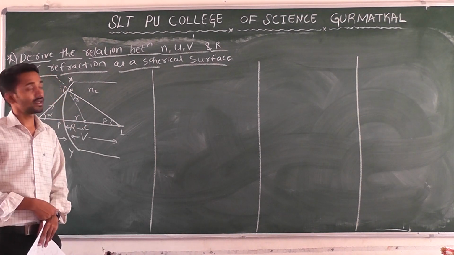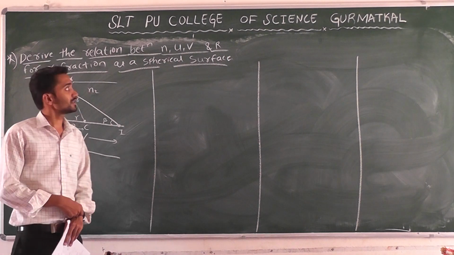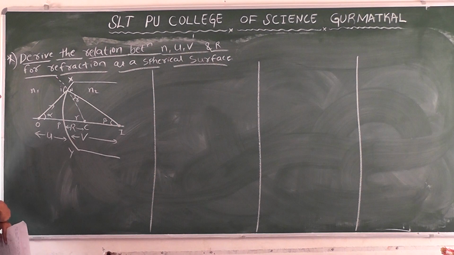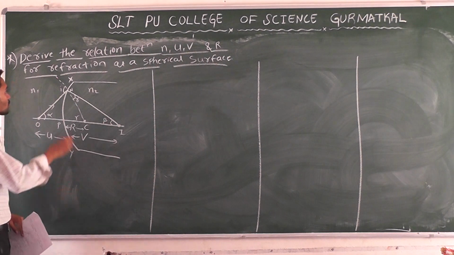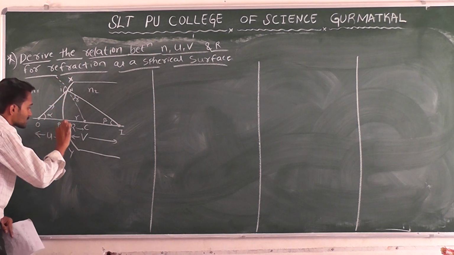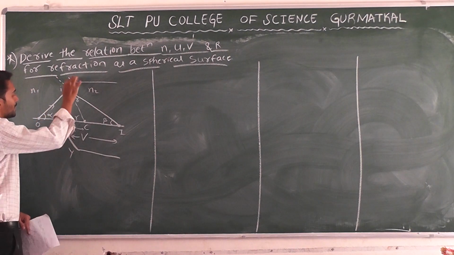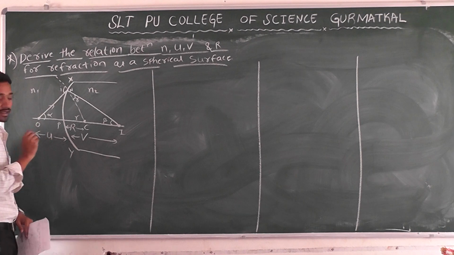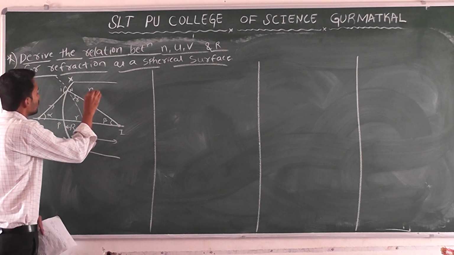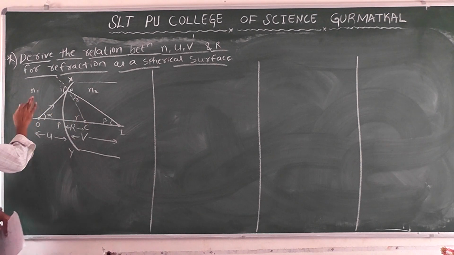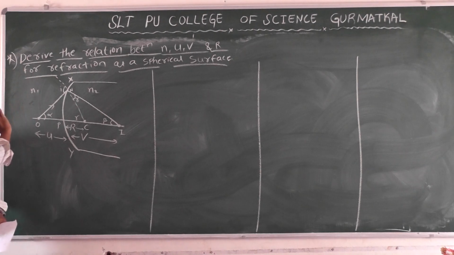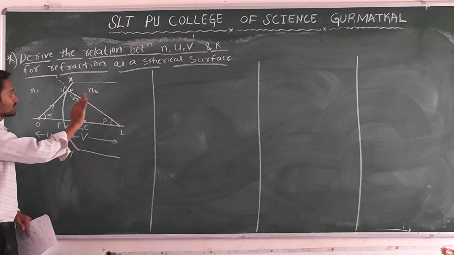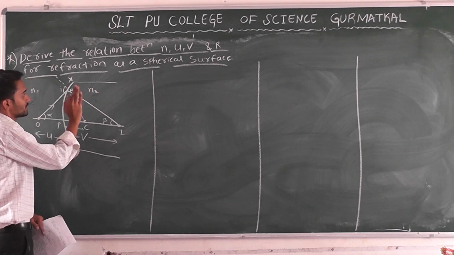We derive the relation between n, u, v and R for refraction at a spherical surface. First we take a surface XY. The surface XY separates two refractive indices, n2 and n1. n1 indicates, for example, an air medium, a rarer medium. n2 indicates the glass medium.